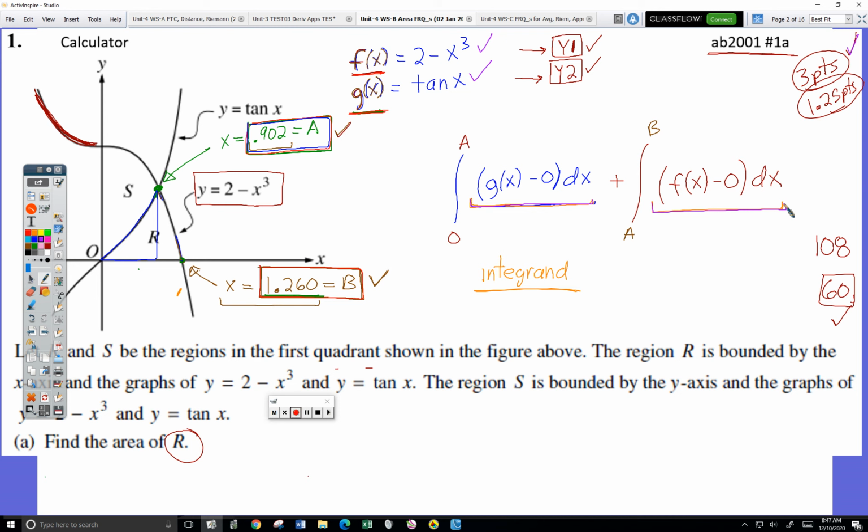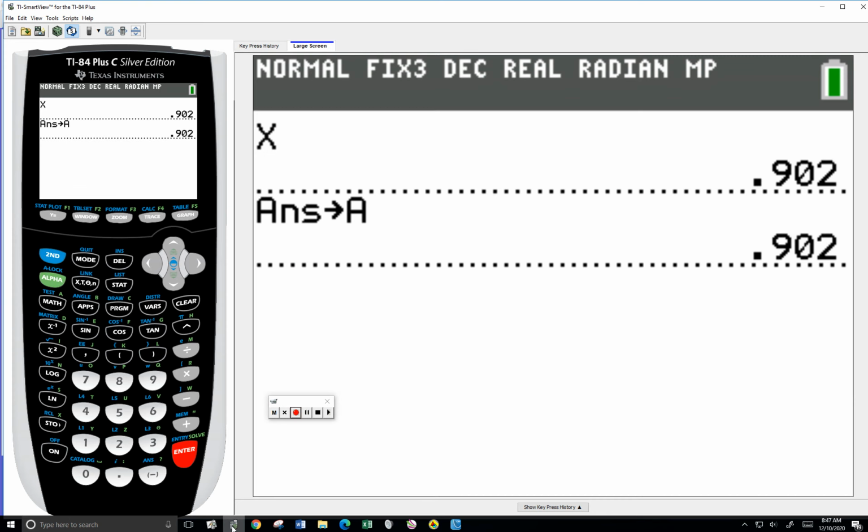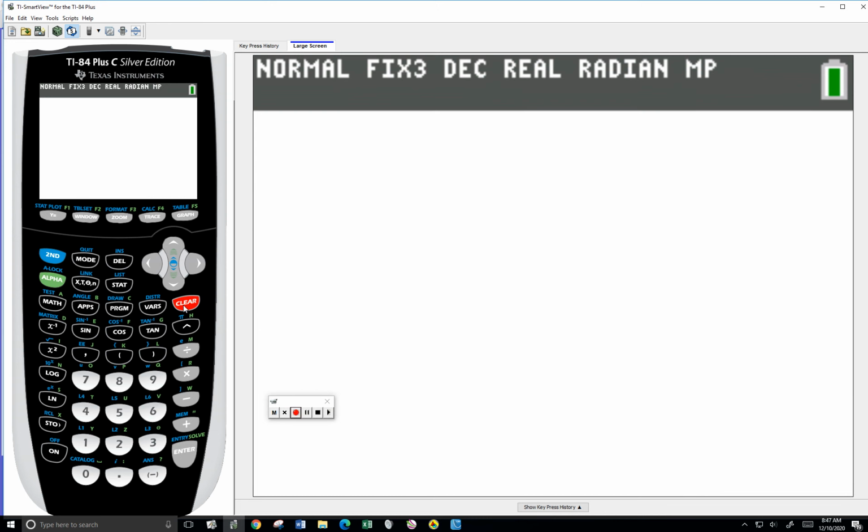Anybody else? Now, the last point is they do expect you to run this through your calculator, since it's a calculator allowed problem. So here's how you do it on your calculator. Calculator, main screen. The integral is Math 9. The Inspire is a bit different. If you have trouble, I can come help you in a minute.